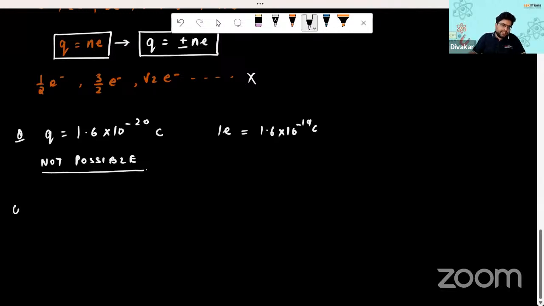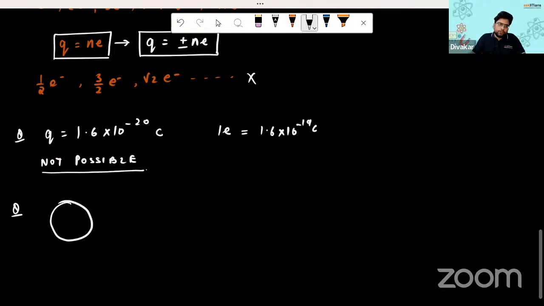The next question says a body is neutral. Now you know if you remove 1 electron, it gets a plus 1.6 into 10 raised to the power minus 19, as a proton becomes extra. And if you add 1 electron, it gains minus 1.6 into 10 raised to the power minus 19. I want this body to have plus 1 coulomb of charge. So how many electrons are required to be transferred?